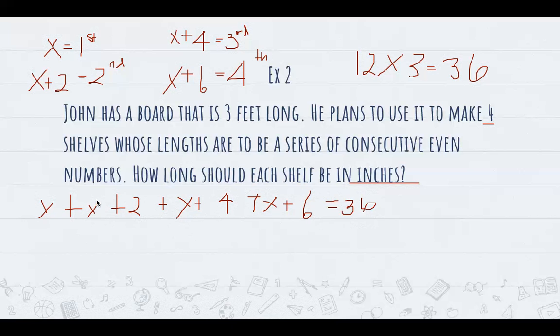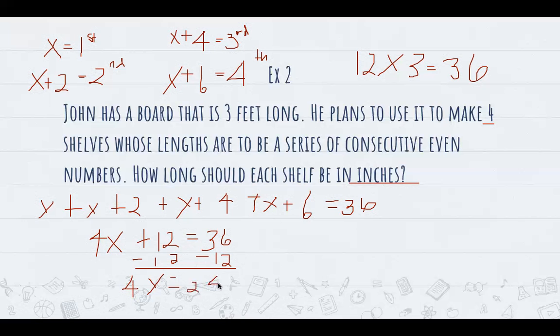Now we combine like terms like the first question. All the x's added up, 1, 2, 3, 4, so 4 x's. So that'd be 4x. You add the whole numbers: 2 plus 4 plus 6 is 12. So 4x plus 12 equals 36. And just like before, you want to get rid of the 12 because you want to make sure the x is all by itself. So if you subtract 12 on both sides, it'll be 4x equals 24. And then you want to isolate the x by dividing both sides by 4, because the opposite of multiplication is division.